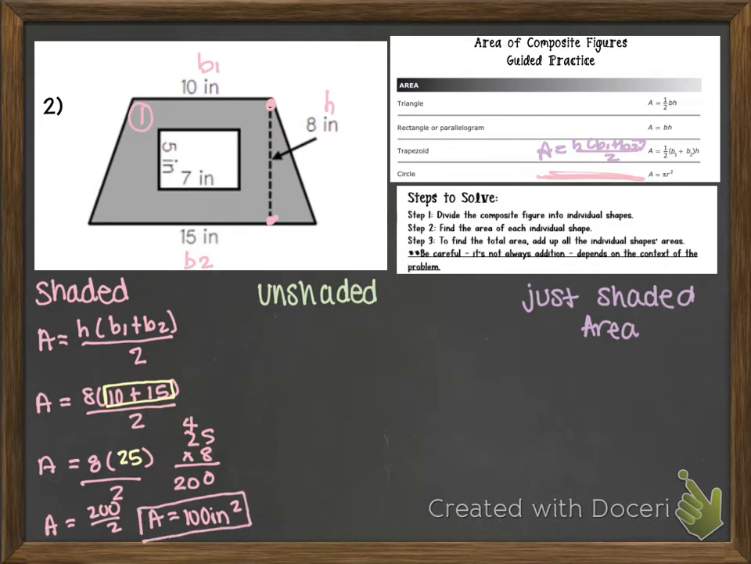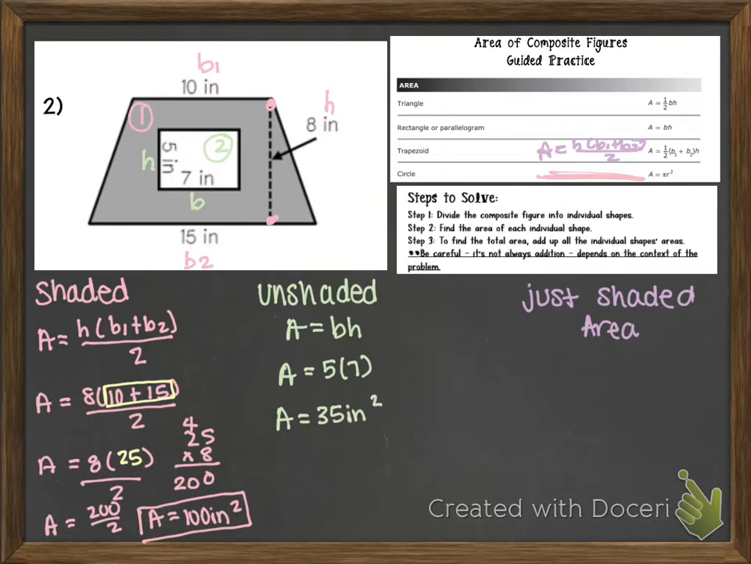Okay, so now we have our second figure, which is our unshaded. This is a rectangle, which is area equals base times height. Area equals base times height, which is, here is our base, and here is our height. So we have 5 times 7. Area equals 35 inches squared.